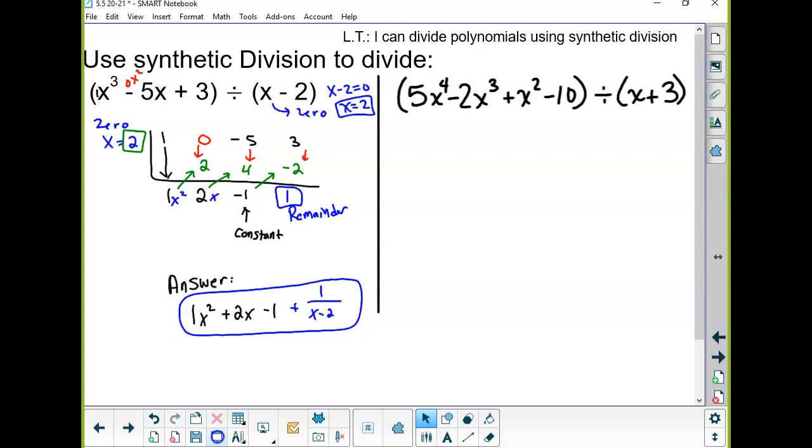So I'm gonna let you guys, once we get this set up, I'm gonna let you try it on your own. Before you even start writing, do you notice if there's any terms that are missing? Just the x. And you have to notice that, right? So I've got x to the 4th, 3rd, 2nd. I have a 0x. So that's gonna kind of fit in right here.